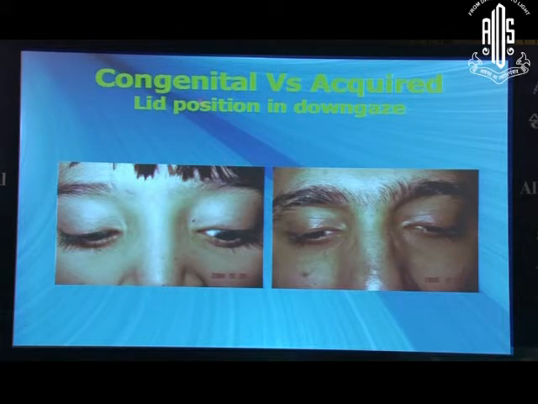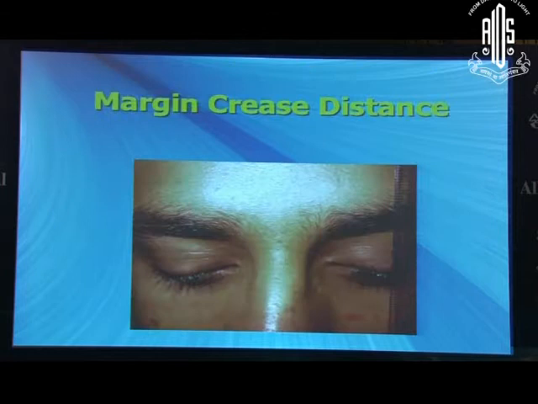One good way of differentiating a congenital ptosis from an acquired ptosis is the lid position in down gaze. As we know, the levator muscle in congenital ptosis is a dystrophic muscle. So just as it doesn't lift the eyelid very well, it does not relax very well in down gaze. And when the person looks down, unlike in acquired ptosis, you will find that the palpebral aperture actually becomes larger on the ptotic side, which is a good indication of the presence of dystrophic muscle.